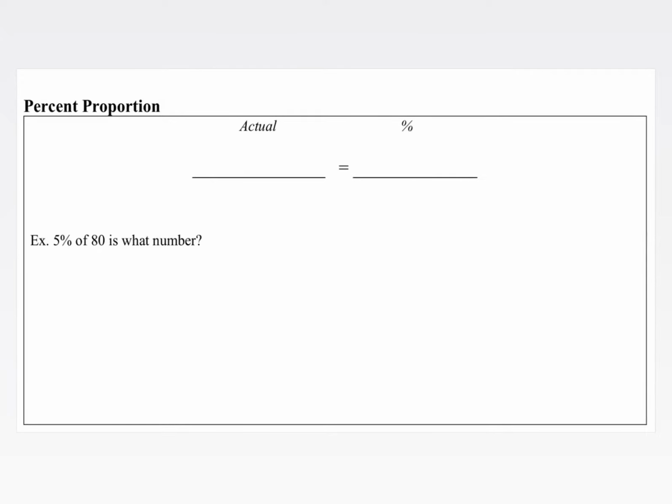Moving on to percent proportion. This is where we're dealing with fractions or proportions separated by an equal sign. So I have this set up into two categories. We have the actual numbers that we're dealing with, and then we have the percentages that are referenced in the problem. So I want you to think of both of these when we're dealing with fractions. If we think back to early elementary school, we think about this as a part of a whole.